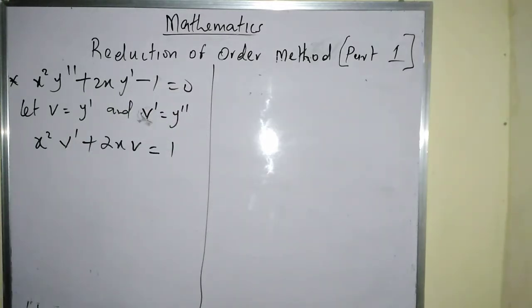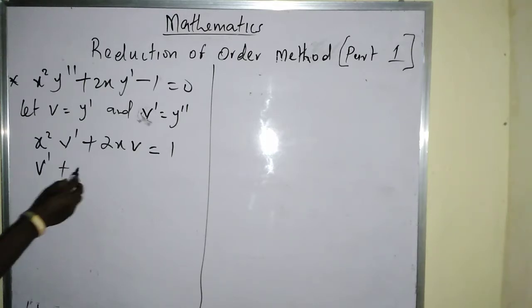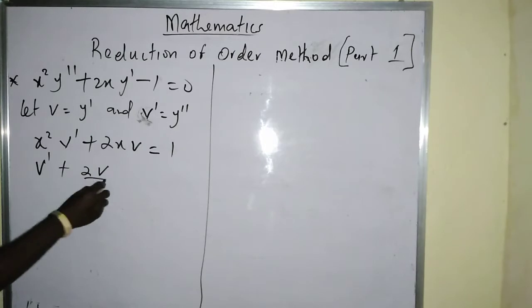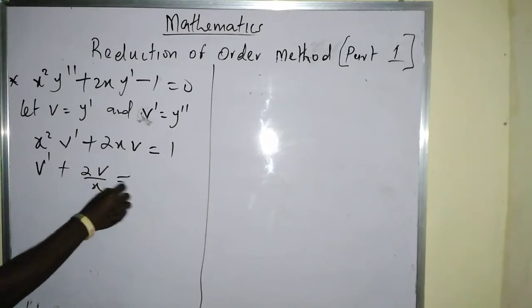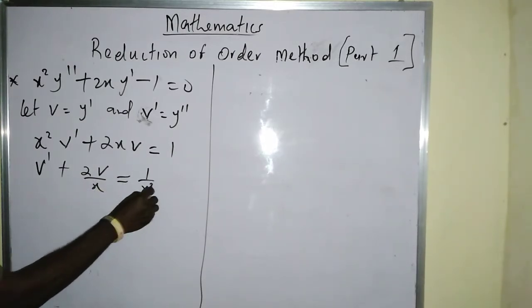Since I have that, I can now divide all through, because I want to work towards my integrating factor. I will divide all through by x squared. Now, I'll be having v prime plus 2v all over x equals to 1 all over x squared.